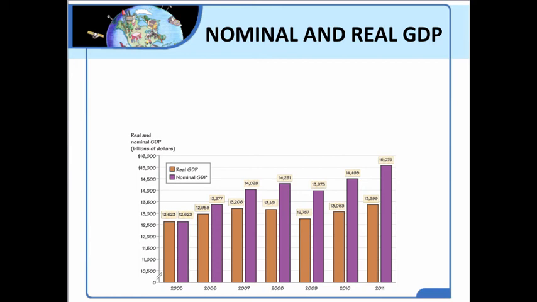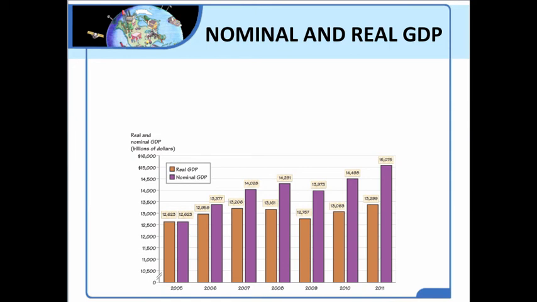Now we come to the final topic for this module. The most important reason we measure GDP is to monitor changes in production over time. But because GDP is measured in dollars, we have a problem. The prices of the goods and services that make up GDP are constantly changing.